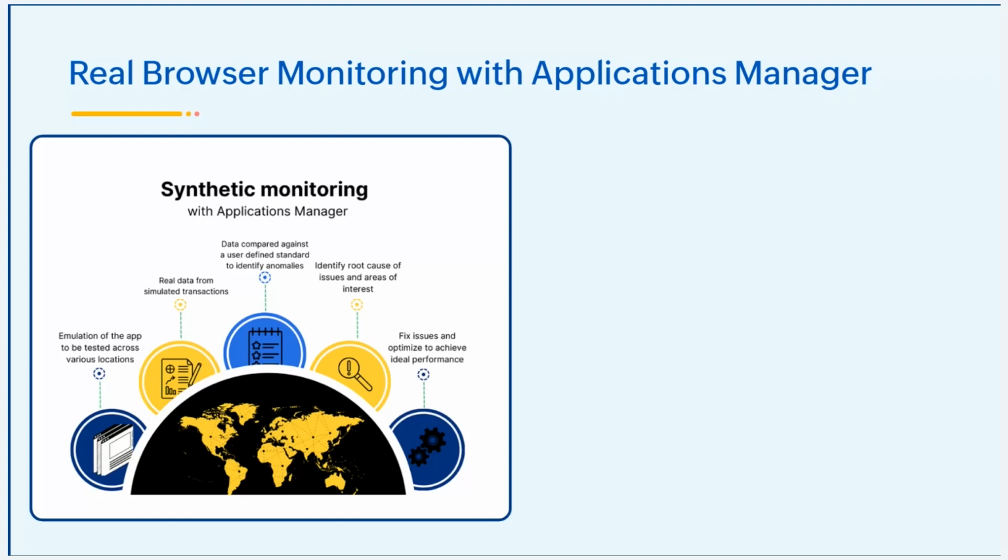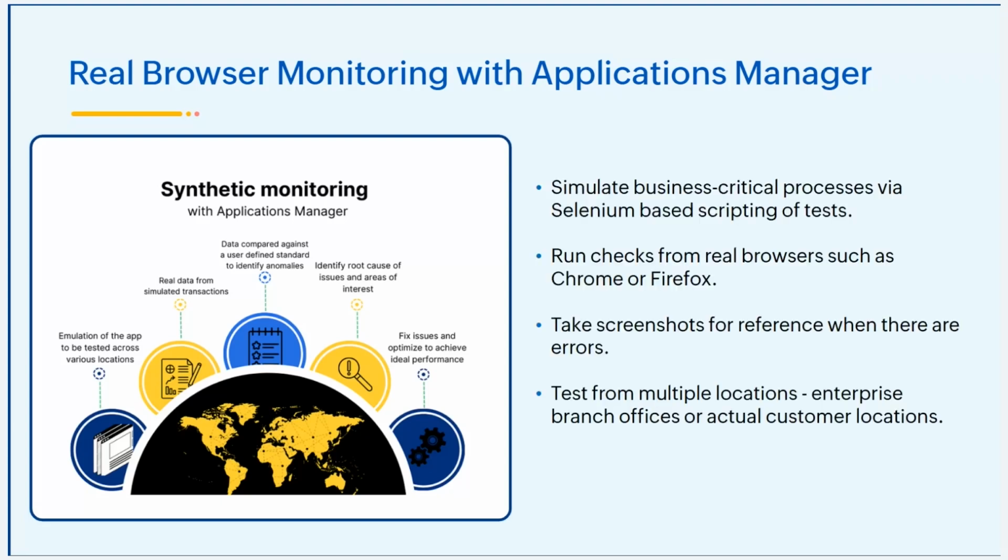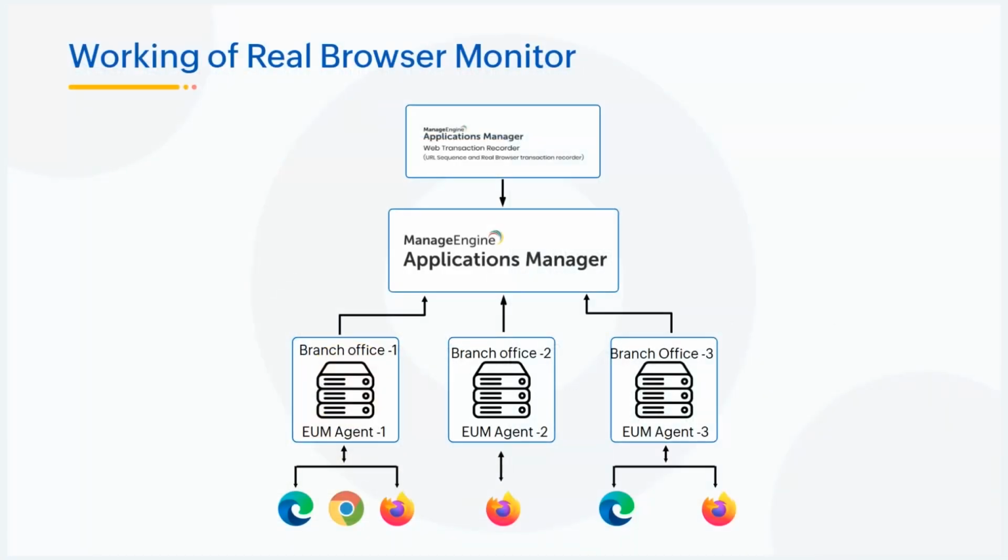By default, Firefox will be bundled, and it replays the recorded transaction to identify any errors during the playback. Once done, all performance metrics are published on the monitoring dashboards. Also, it will allow you to take screenshots during playback if any error occurs. The main advantage of synthetic monitoring is that it enables testing from different locations, whether enterprise branches or actual user locations. To facilitate monitoring across multiple locations, we use end user monitoring agents.